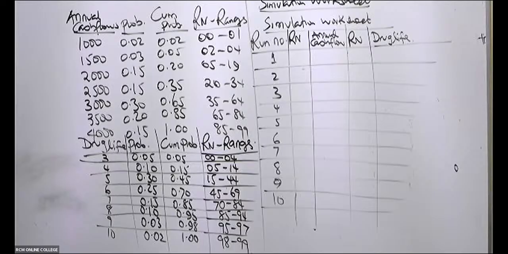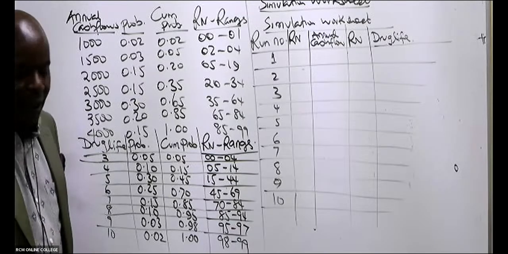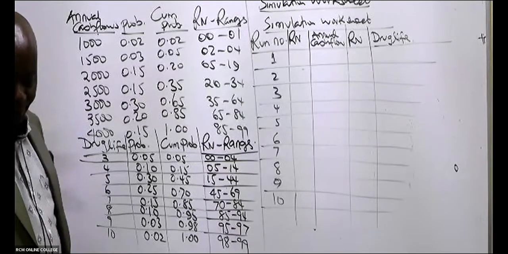Using the following random numbers, do a simulation analysis. All right, so we start. You can see the first random number given there is 53 something.